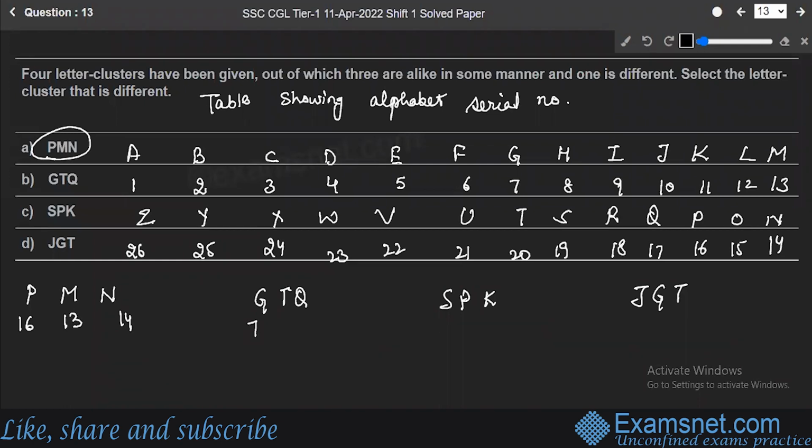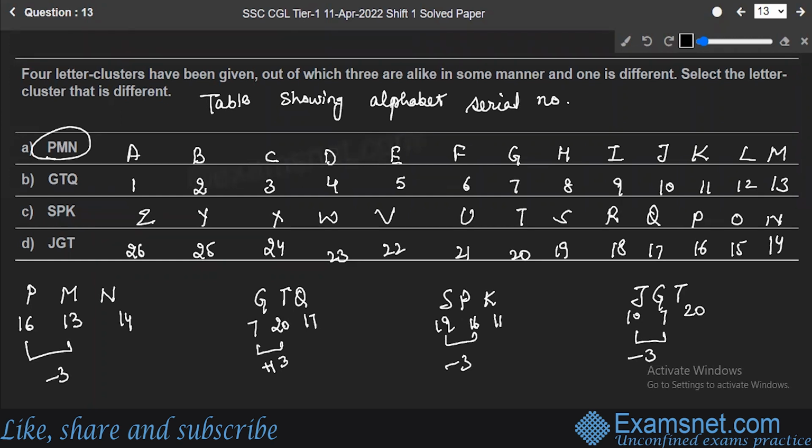G is at number 7, T is at 20, this is at 17, S is at 19, P is at 16, and K is at 11, J number 10, G number 7, and T number 20. So here is a difference of 3. Here is a difference of, this is plus 13 over here. And in the next one there is -3, and then over here you are also having -3.